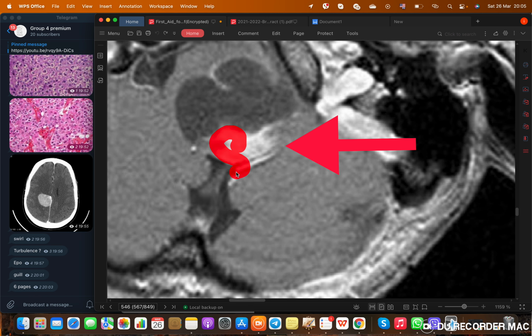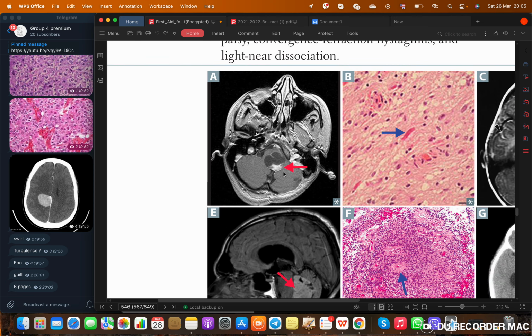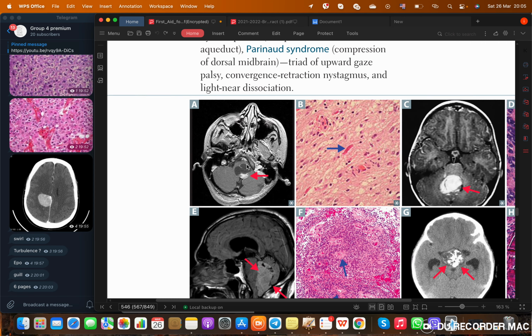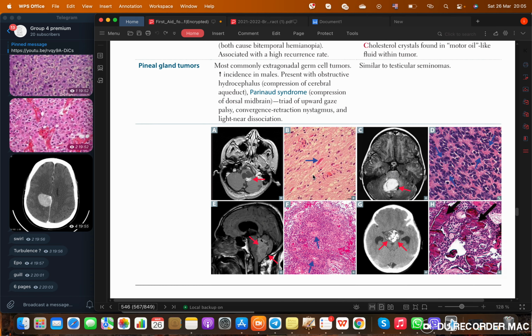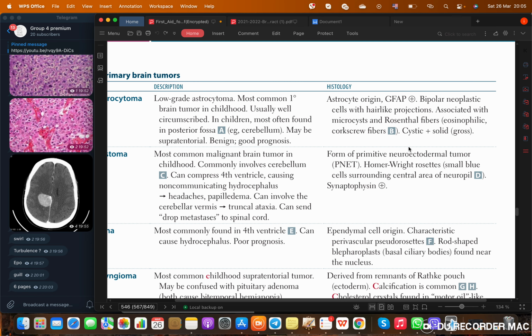I hope you can see the solid portion and the fluid portion. So there is a solid and there is a fluid in the same tumor. Pilocytic. I just imagine the pilo to be like the solid stuff, and the cystic to be the cyst here that is full of fluid. So that's pilocytic astrocytoma. It has both cystic and solid components.